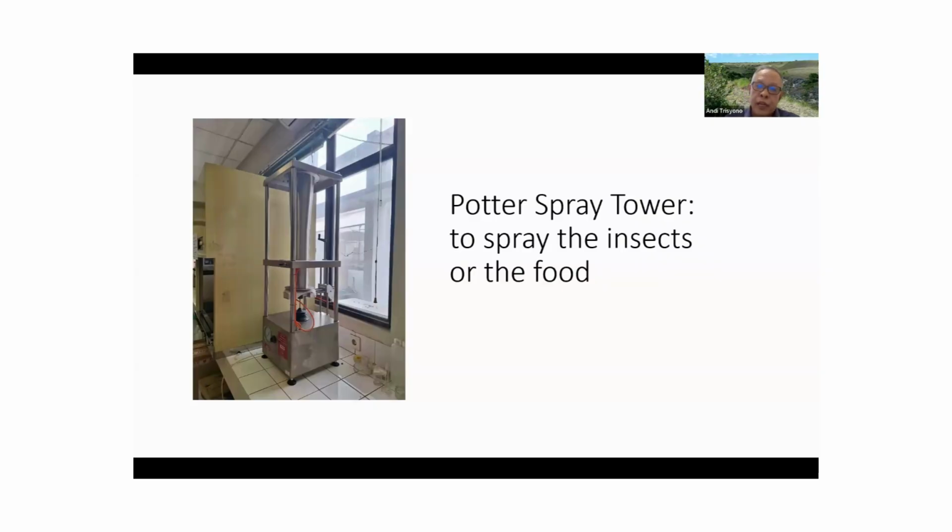So if you want to look at the systemic activity of the insecticide, and you want to spray only one surface of the plant, this is going to be a good choice, because you can spray on the leaf surface, leaving the bottom surface with no exposure to insecticide. Then you can put your insect on the leaf to see if your product has some capacity to penetrate the leaf tissue so that the insect will die.